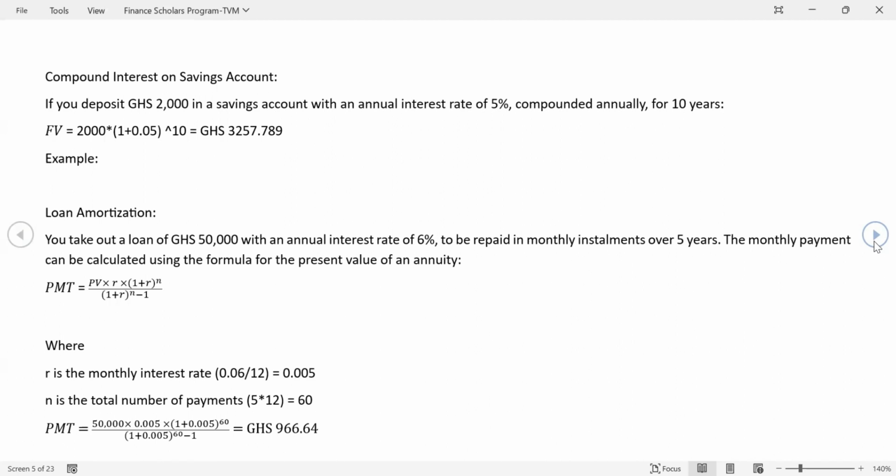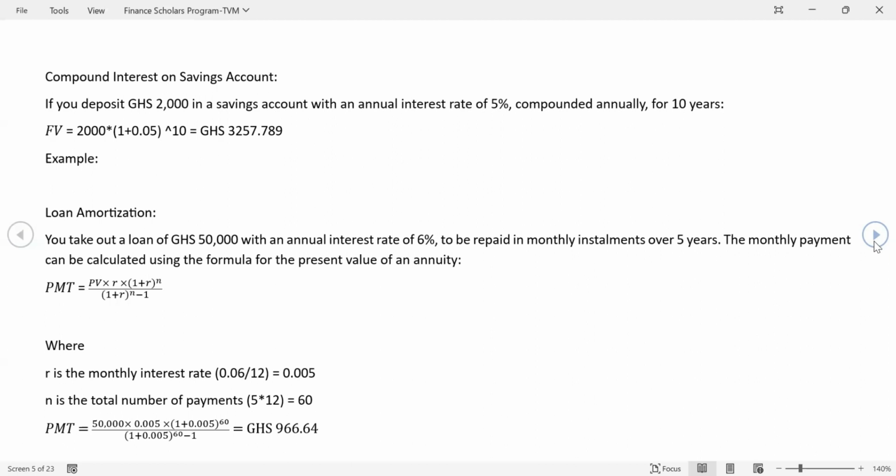Then you go to loan amortization. It's also an example. You take out a loan of 50,000 with an annual interest of 6% to be repaid in monthly installments over 5 years. The monthly payments can be calculated using the formula for the present value of an annuity. Just like we have the future value of an annuity, we have the present value of an annuity formula. This time around, we want to know the annuity payment itself, given the present value.